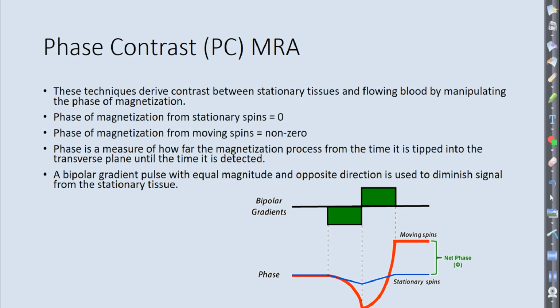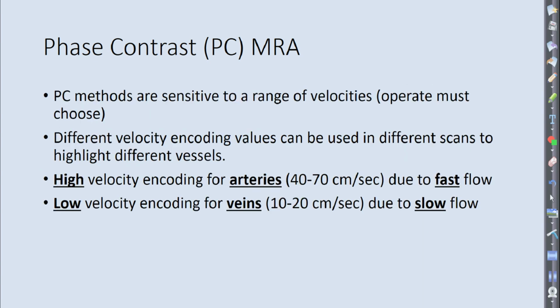But here we're just, once again, applying a bipolar gradient pulse with equal magnitude in opposite direction used to diminish signal from stationary tissue. So our phase contrast, several advantages. We can actually visualize different types of blood flow. Which blood flow usually flows faster, arteries or venous blood flow? Arteries. Arteries, good. So usually we can actually use different velocity encoding values.